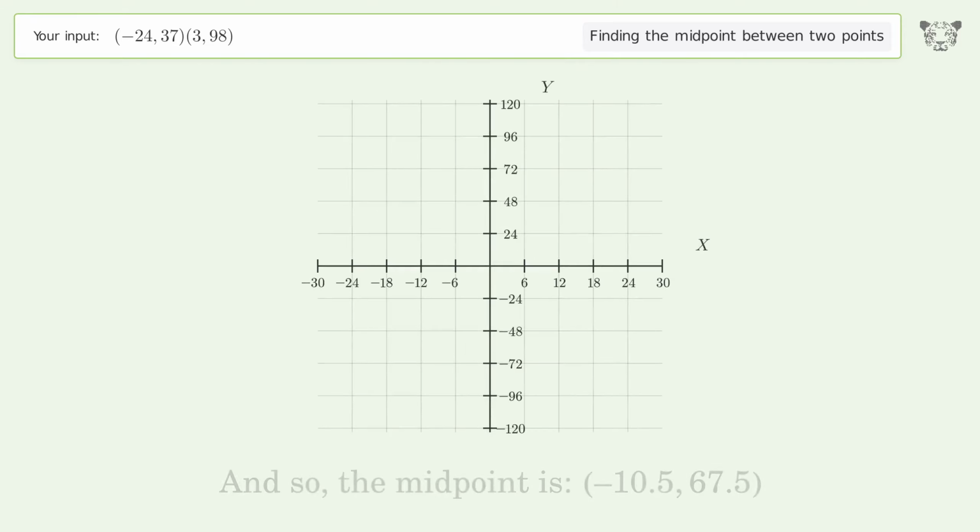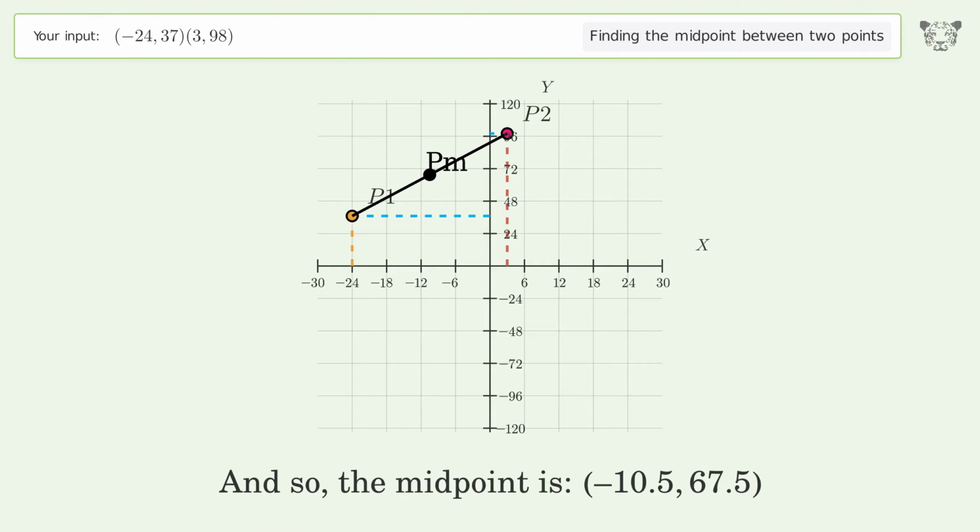And so, the midpoint is negative 10.5, 67.5.